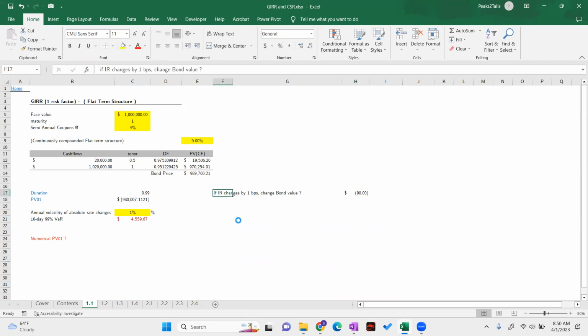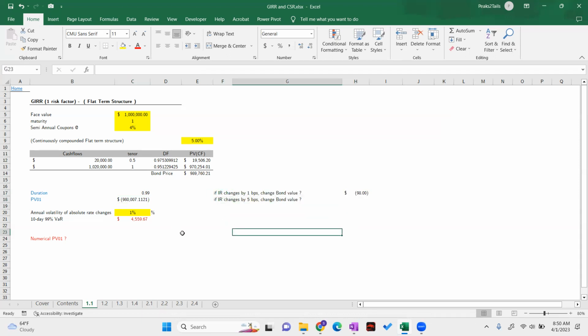If I ask you what will be the change if it is 5 basis points, what I can do is multiply this by 5, or multiply this by 0.0005. Okay, that's all I wanted to tell you.